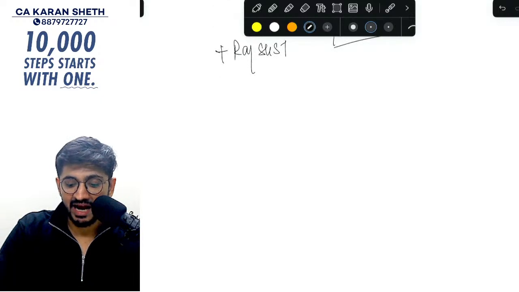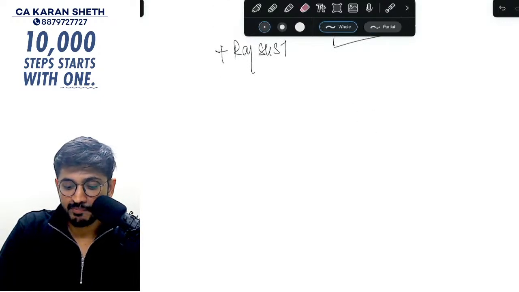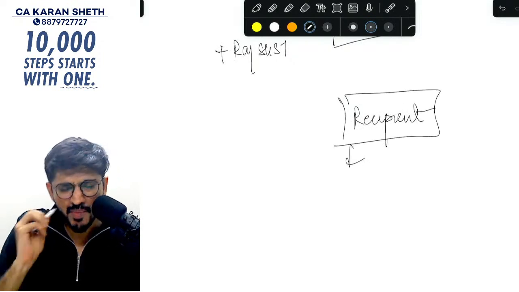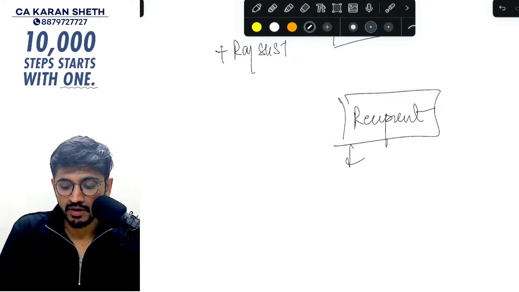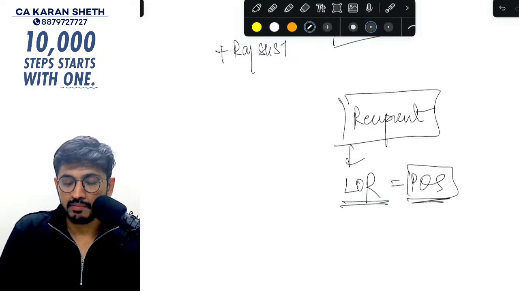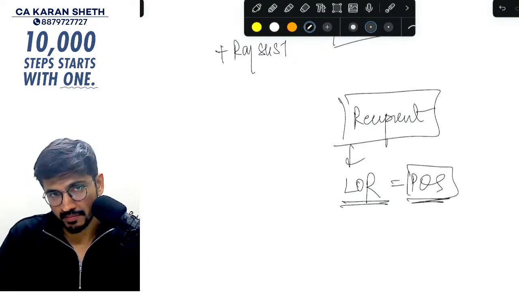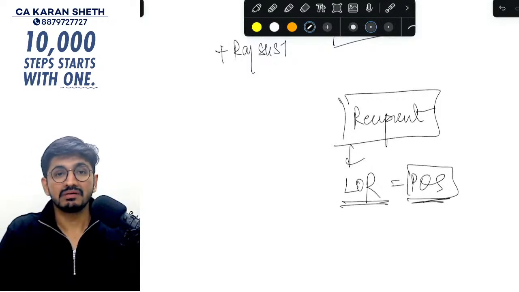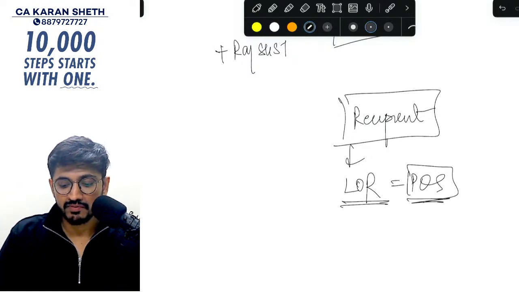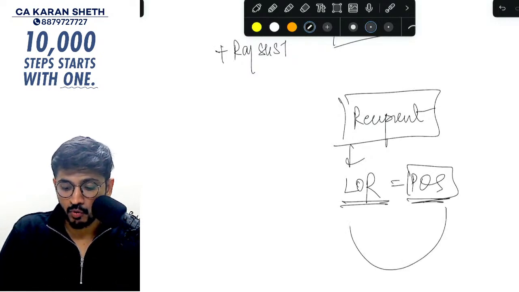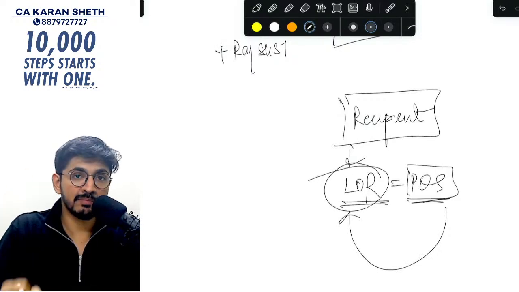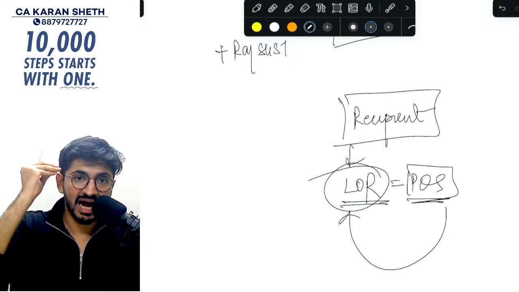Understand that to get ITC as a recipient, make sure that the location of recipient is the place of supply. Are you getting it? So make sure that the place of supply coincides with the location of recipient. Only then the tax actually goes to the state of the recipient, and only then the recipient gets the ITC.